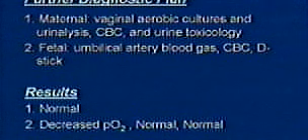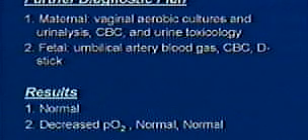You want to also make sure that you do routine labs on the mom. So as far as the mother, you want to look at vaginal aerobic cultures, the urinalysis. You want to look at CBC and urine toxicology. Why are we looking at urine toxicology? Sometimes these small premature infants have been exposed to cocaine or to drugs in utero. As far as the results of the mother, they're normal.